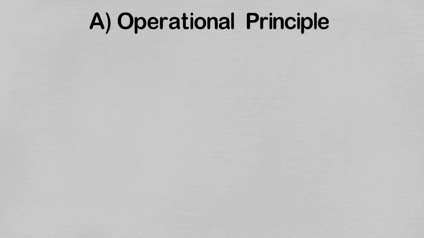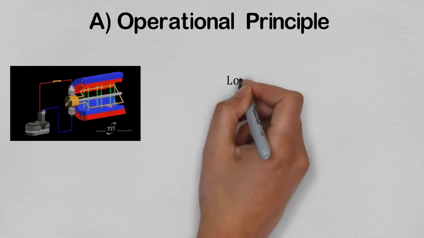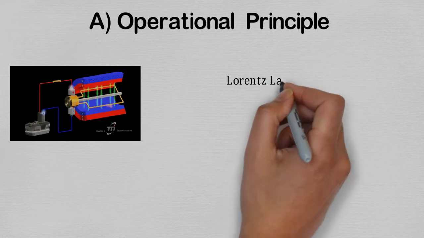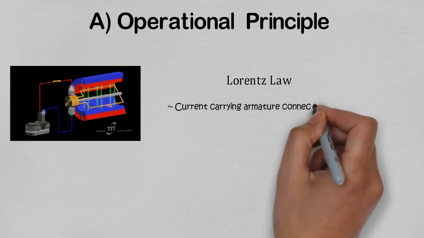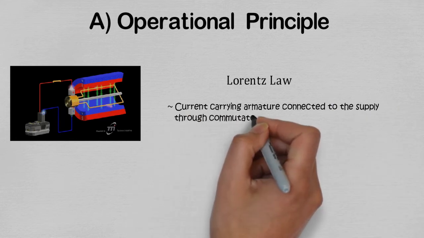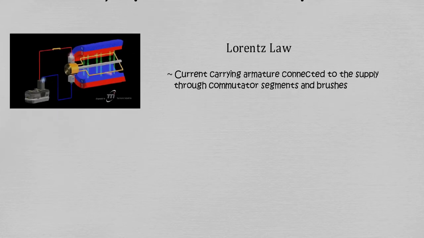A DC machine works on the principle of electromagnetic induction. Here, first is DC motor. Motor works on the principle of Lorentz law. As per the Lorentz law, if any current carrying conductor is placed in a permanent magnetic field, it experiences a force. Hence, it will try to rotate and vice versa.